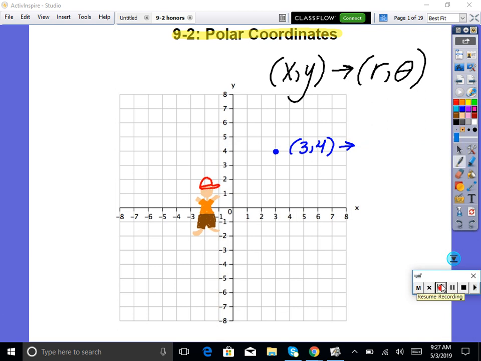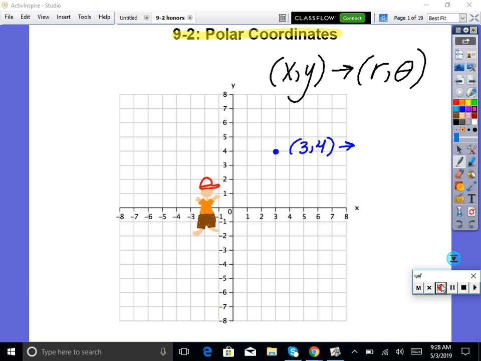Okay, so we're doing 9-2 polar coordinates. This stuff is actually pretty easy. We'll have quite a bit of in-class time for homework. It's just going to feel a little weird at first. So everybody, once again, take some good notes, asking questions when you need to.